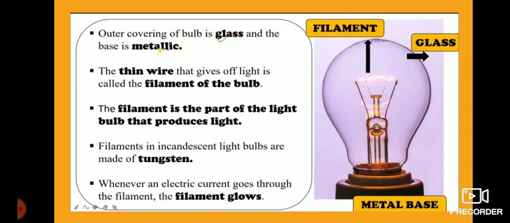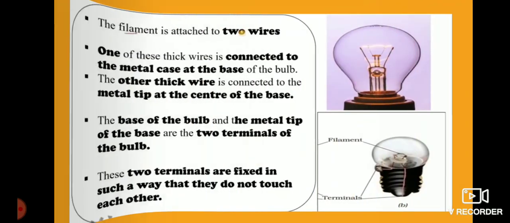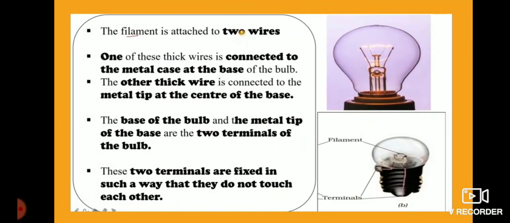Whenever an electric current goes through the filament, it glows. The filament is attached to two wires. One of these thick wires is connected to the metal case of the base of the bulb. The other thick wire is connected to the metal tip at the center of the base. The base of the bulb and the metal tip of the base are the two terminals of the bulb. The two terminals are fixed in such a way that they do not touch each other.